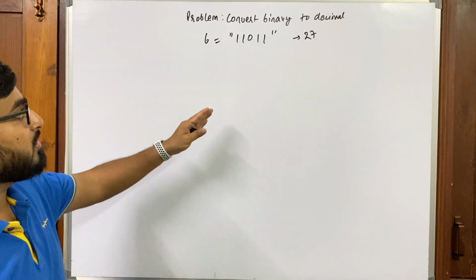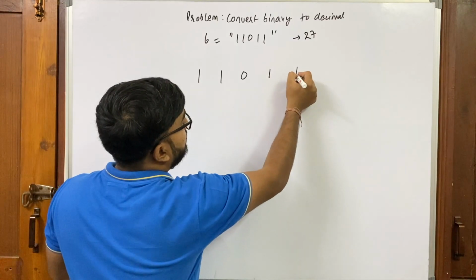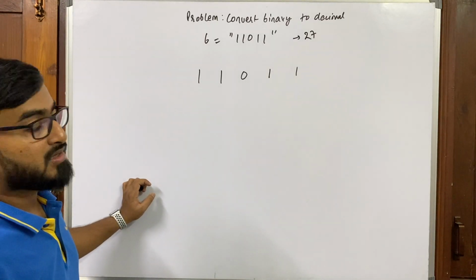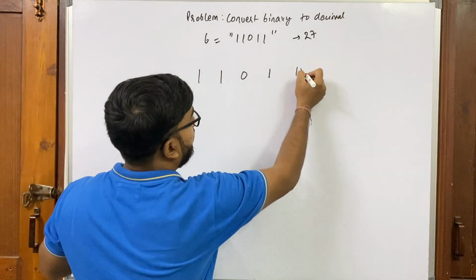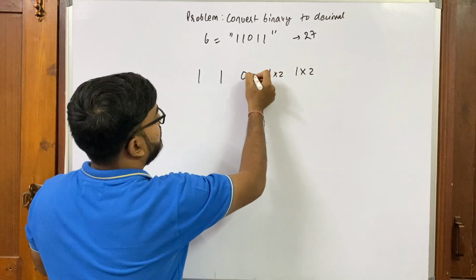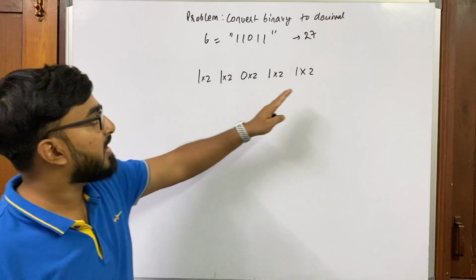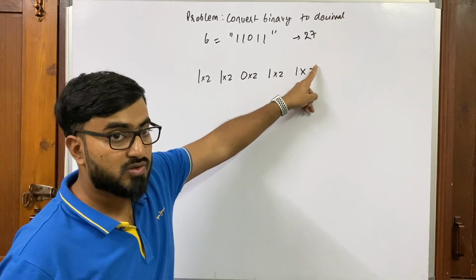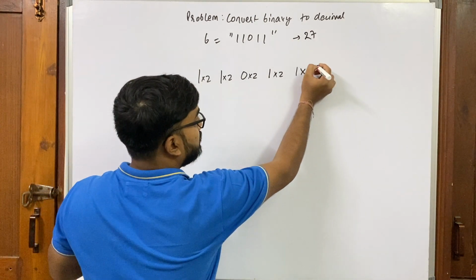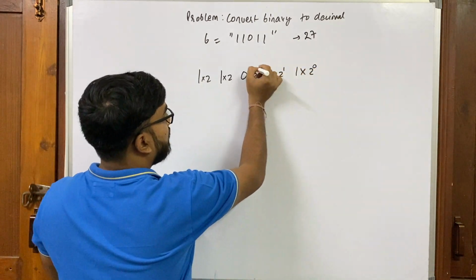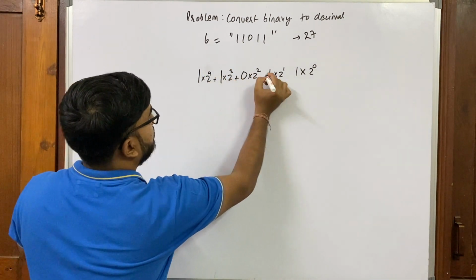There is a standard method to convert a binary string to its corresponding decimal value. We write each bit separately. Since we have to convert from base 2, you multiply each by 2. Then from the right hand side, start giving power to 2 starting from 0 and increment it by 1 as you go to the left. So this 2 gets power of 0, this gets 1, 2, 3 and 4, and finally add these values.